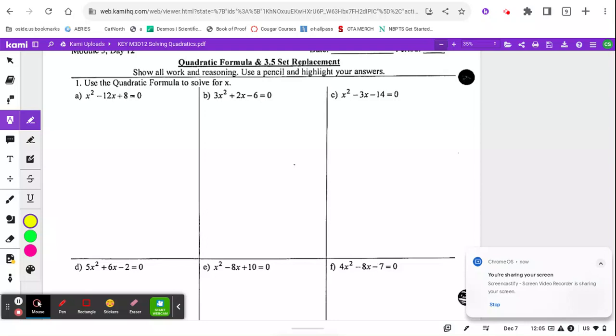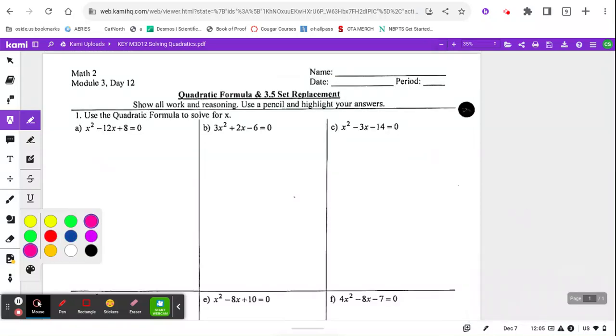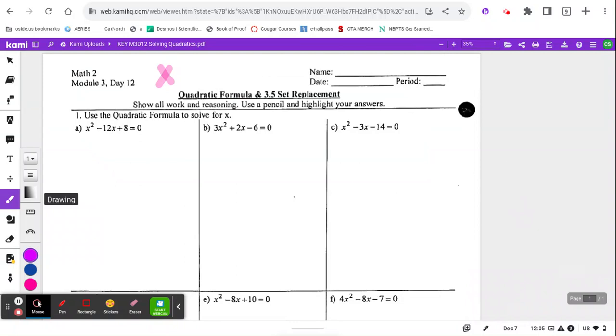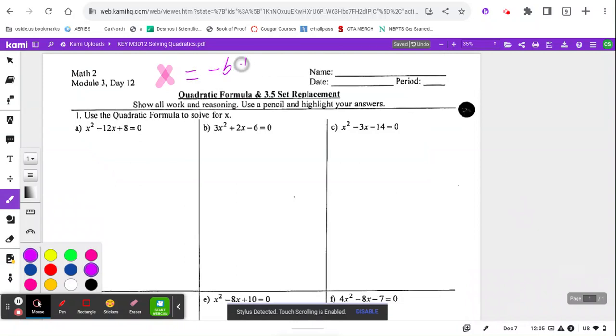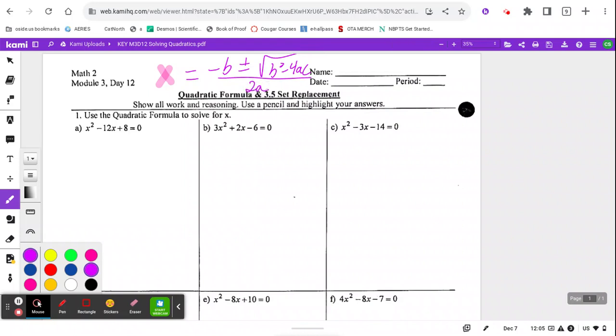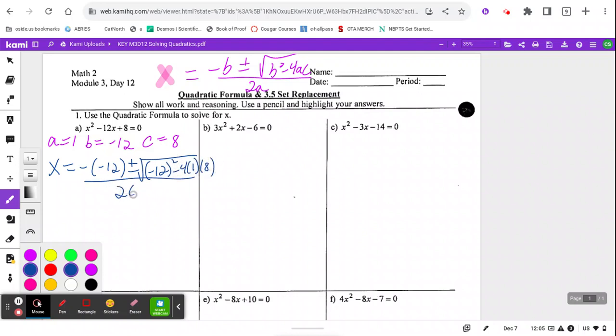All right, the top sections are asking us to use the quadratic formula to solve. And so x equals negative b plus or minus square root b squared minus 4ac all over 2a. Let's get that formula written up there for reference. So we need a, b, and c on each one, and then we're going to go ahead and plug in. x equals negative b plus or minus square root b squared minus 4ac all over 2a.